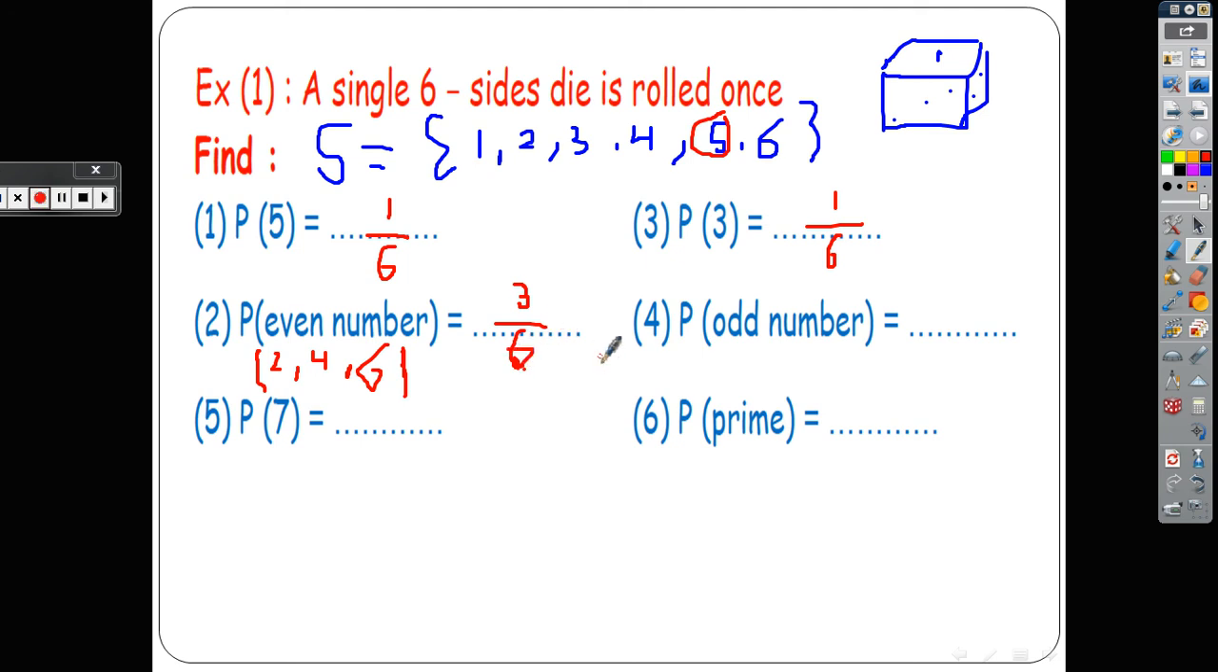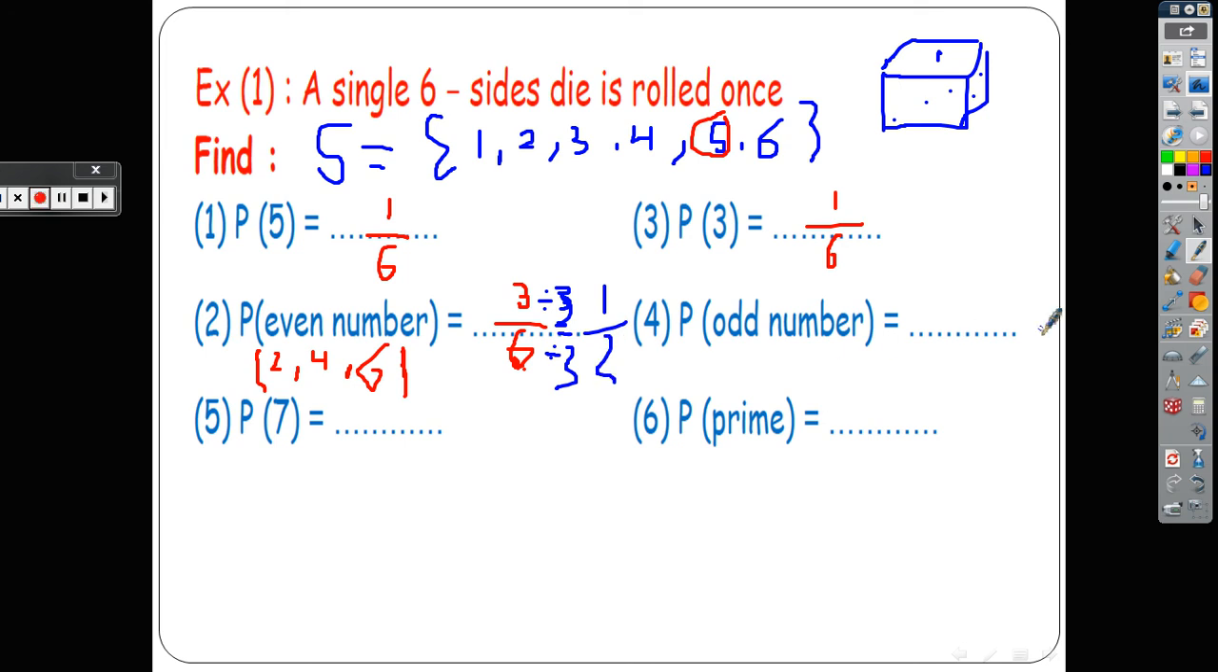Now, you can simplify this fraction. You can divide it up and down by the same number, divided up and down by 3. So 3 divided by 3, and 6 also divided by 3. The answer will be 1 over 2, because 3 divided by 3 equals 1, and 6 divided by 3 equals 2.